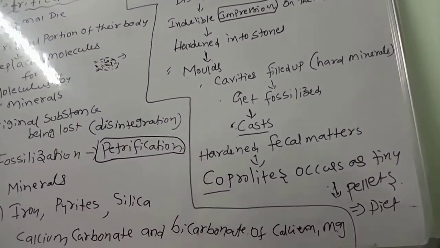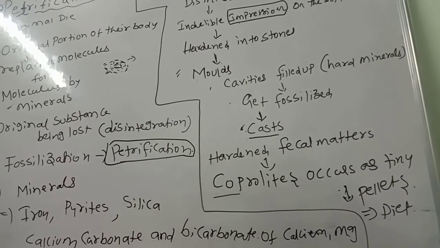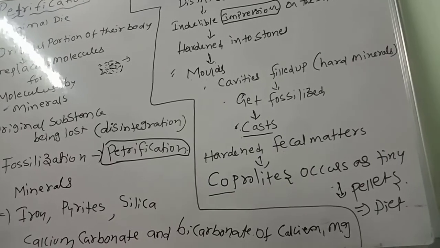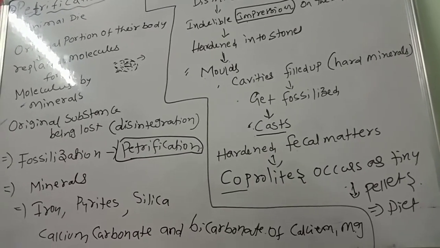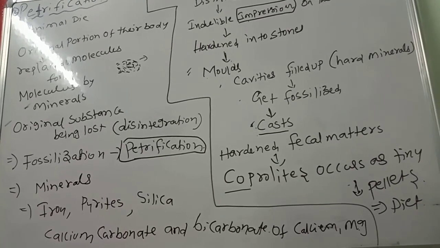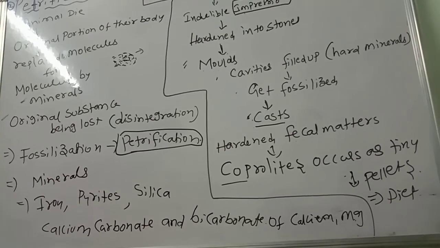In the next class we are going to discuss evidences from comparative anatomy: organ systems, homologous structures, analogous structures, and the variations between ancestor and present day animals.